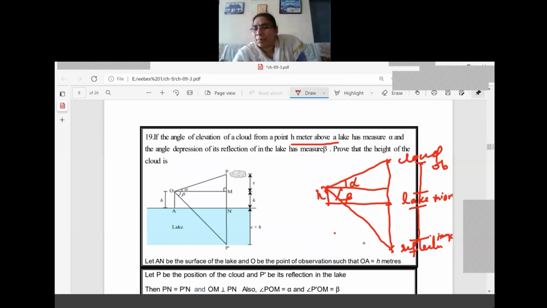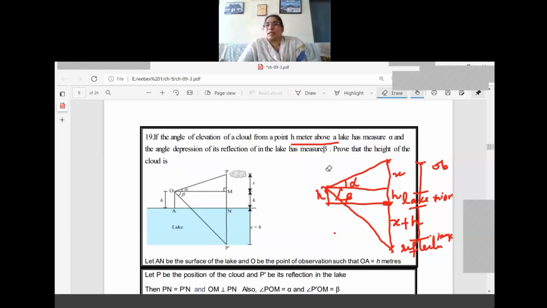So here it is h, and the remaining distance we take as x, which means the total distance is x plus h. So from the lake also it happens to be x plus h. That is the point where we make the error. This is the concept we should use: the distance between the object and the mirror is the same as between the mirror and the image. You have learned u and v in physics class. The same concept is used here.